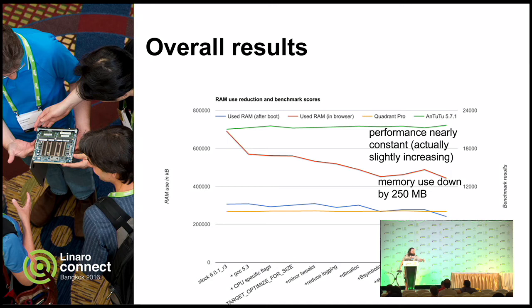Then we have a small drop from CPU-specific flags, another small drop from target optimized for size, which is a flag we introduced to just add a couple of settings and switch the compiler flags to -OS for GCC and -OZ for Clang. Then we have another bigger drop for minor tweaks, which was all sorts of smaller things like splitting up libraries. Then we have another drop from reducing logging, which wasn't mentioned separately, but that was essentially just reducing the log level that is enabled by default in user builds.